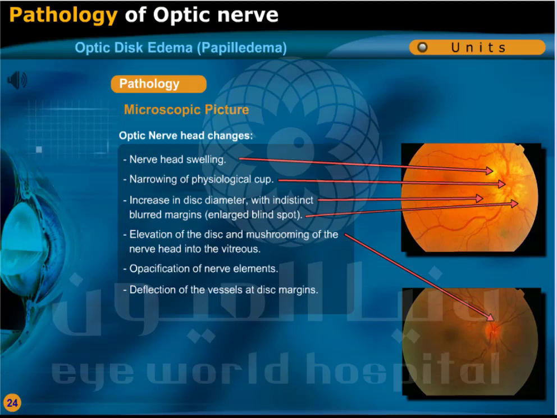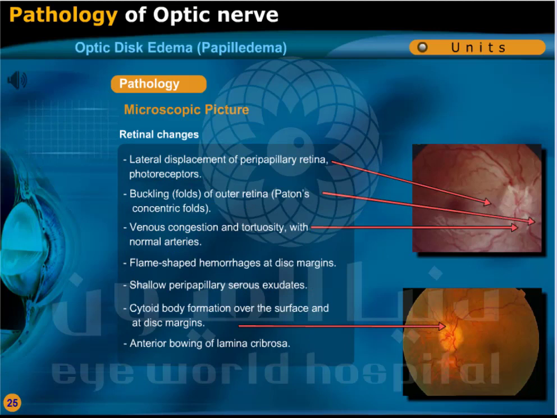Optic nerve head changes. Nerve head swelling, narrowing of physiological cup, increase in disc diameter with indistinct blurred margins, enlarged blind spot, elevation of the disc and mushrooming of the nerve head into the vitreous, opacification of nerve elements, and deflection of the vessels at disc margins.